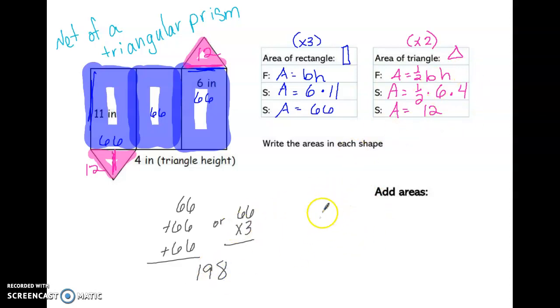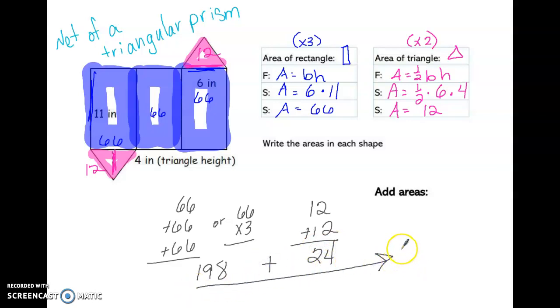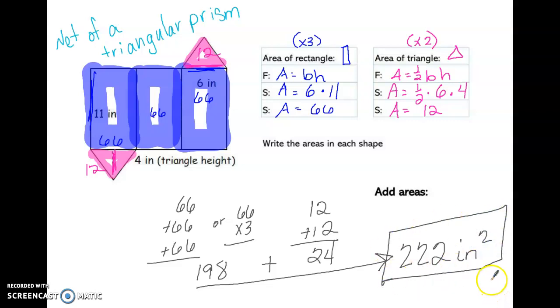And then we have our 12 plus 12 for our triangles to give us 24. We're going to add those together, and we get 222. Our unit of measure is inches, so we're going to write that down as inches squared, and that's our answer.